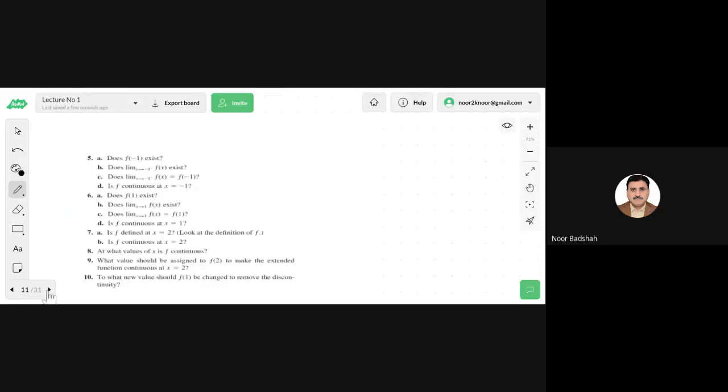In the question they are saying, question 5, does f of -1 exist? You would see that if the value is not defined at f of -1, you would say it doesn't exist. Then you would find the limit. You do all these things yourself. If you have any problem, you can ask me later, possibly in the next lecture, or you may pose any question in the classroom as well.